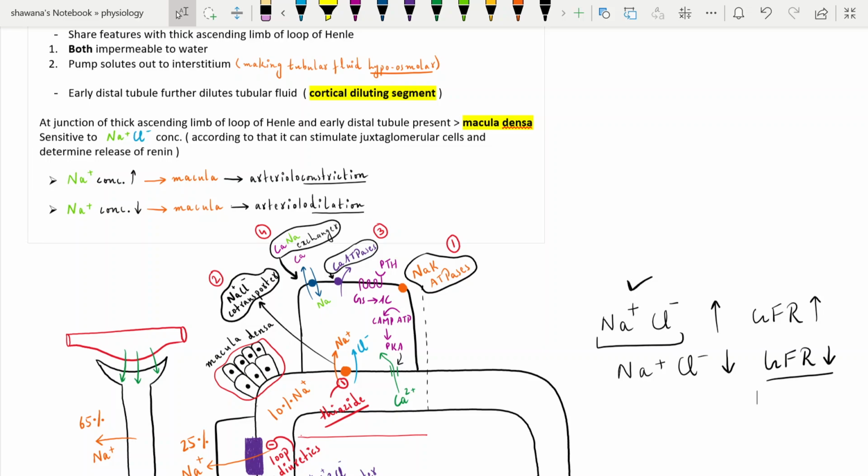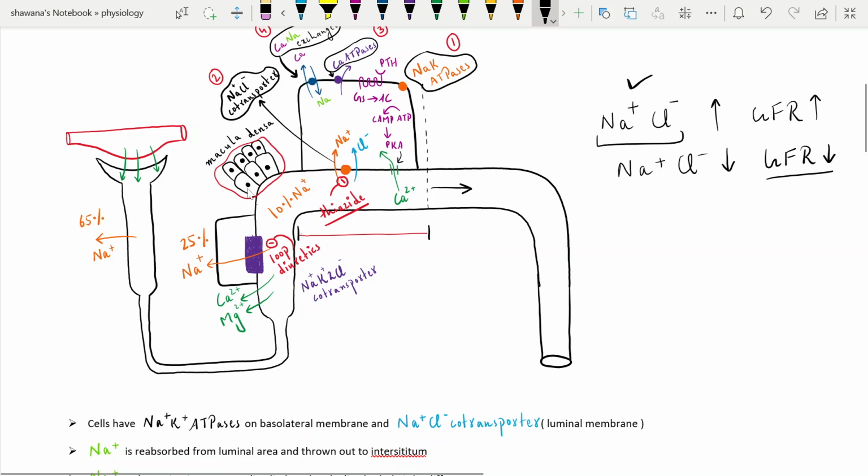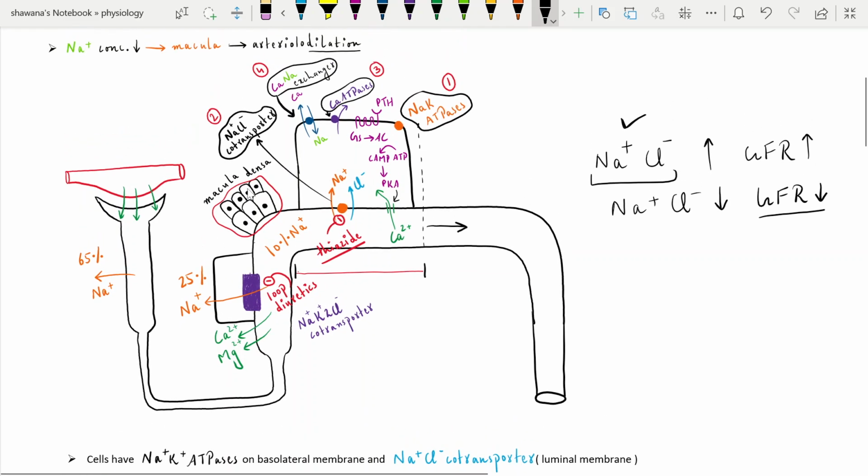So the ascending limb of the loop of Henle and the distal tubule cause the interstitium to become concentrated, or hyperosmolar. The early distal tubule is also known as the cortical diluting segment, because it is diluting the tubular fluid present in the lumen of the nephron. So having said that, let's discuss a typical cell of the early distal tubule.